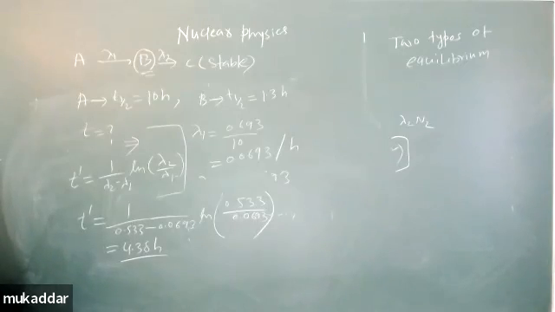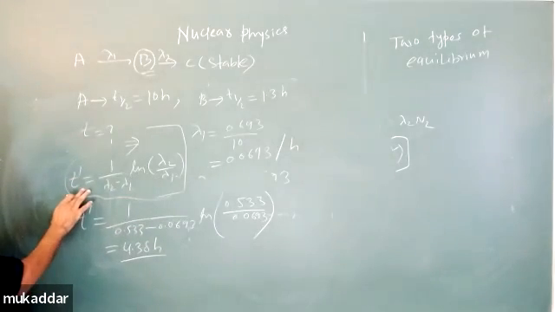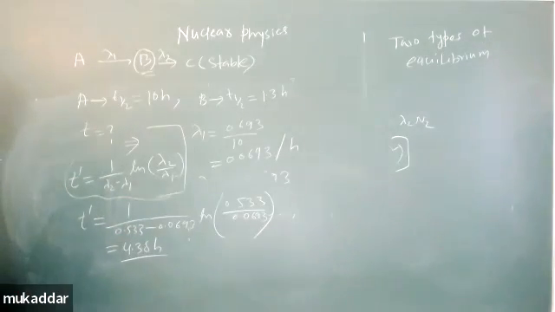Sir, how did you get this t prime? It is the time at which B becomes maximum. We derived this yesterday, that at this time the B nuclei will be maximum. Okay sir.